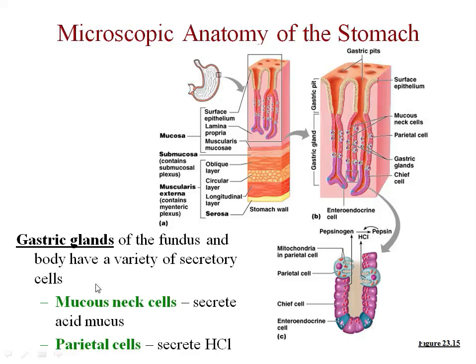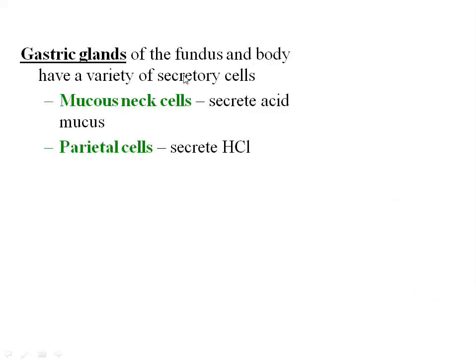Okay, I hope you understood the concept of the gastric gland. The gastric gland itself is a house of three to four different types of cells which pour their secretion into the tubes, and those tubes are the gastric glands opening in the form of a gastric pit over the surface. Gastric glands of the fundus and the body have a variety of secretory cells: mucous neck cells and parietal cells.